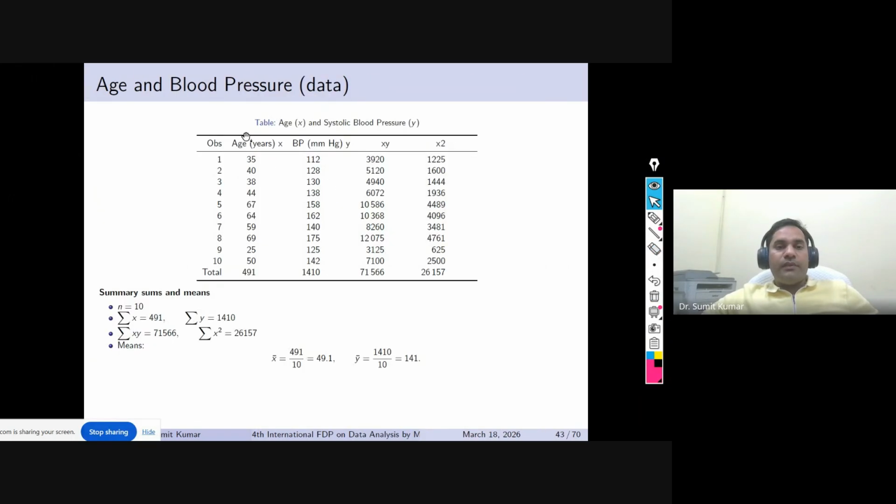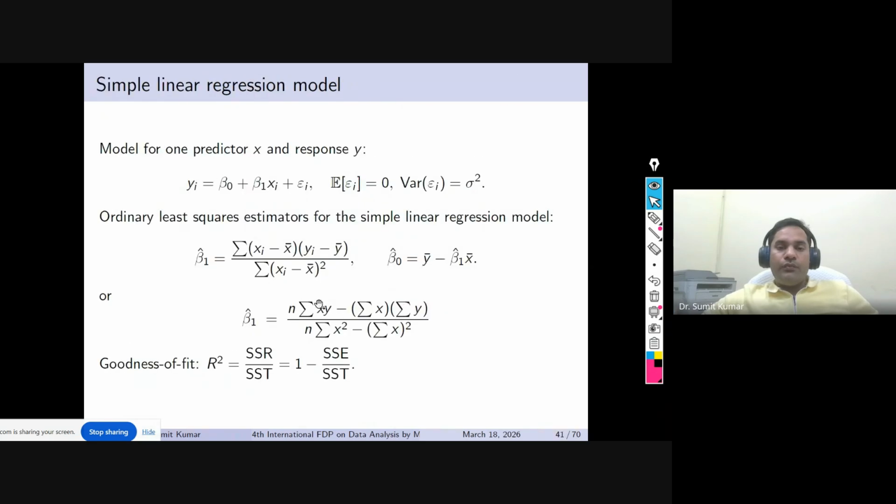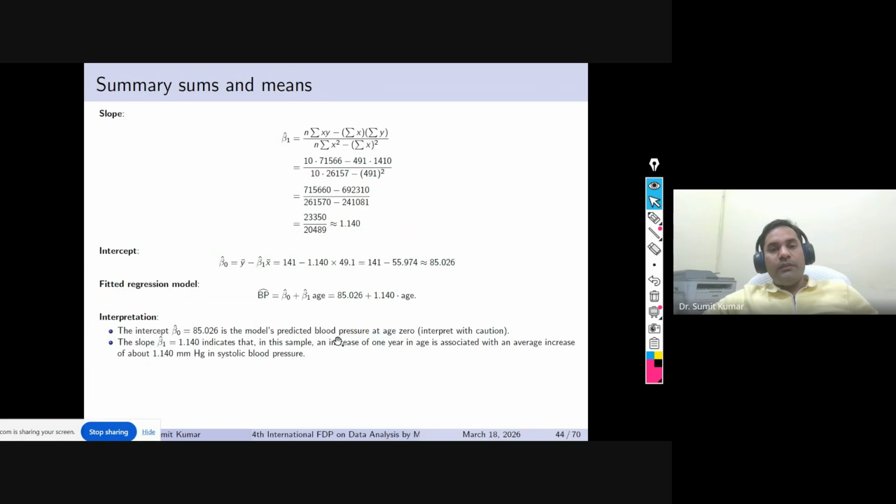So for the calculation, we have taken here 10 observations, age as variable x and BP as variable y. In that formula, whatever values we require, we have calculated here: x, y, x square, the sum of x, the sum of xy, and the sum of x square. When you put these values in the formula, you will get beta 1. This is the slope, 1.140. And beta naught you will get by putting the value of beta 1 here. After solving, it is 85.025. That is the intercept of the line.